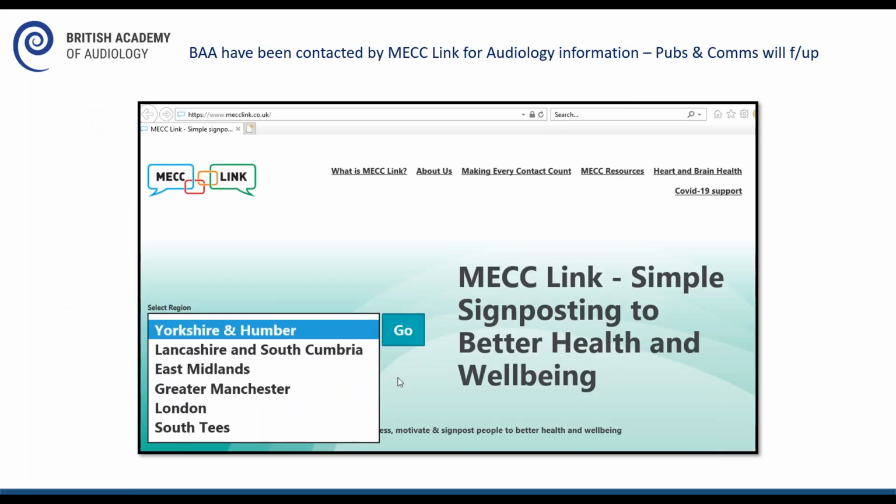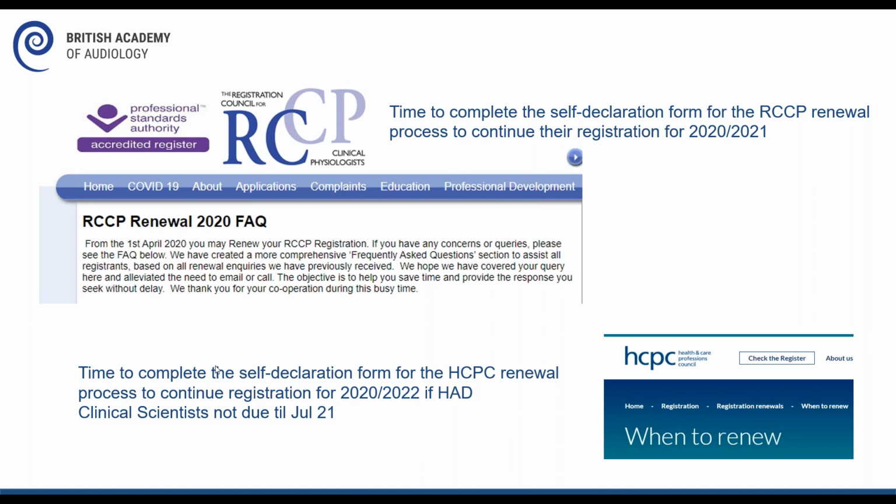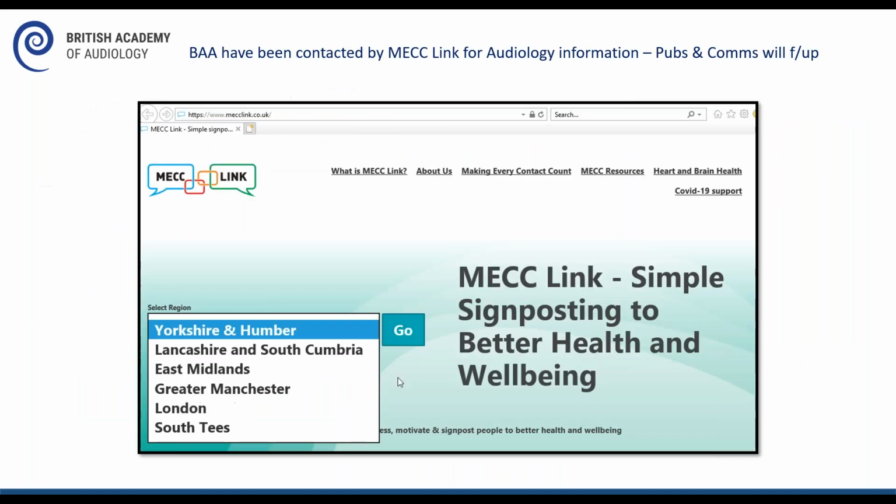So just as a reminder for registration renewal, we have two regulators who currently have renewal windows open. So the RCCP, which is the one for the majority of you, is due for renewal now. That window is open, so you need to click your self-declaration form. And likewise for the HCPC, if there's any of you that hold hearing aid dispenser registration, that will also need to be done, but the clinical scientists have got another year to wait, so that's fine. Thank you, Sue.